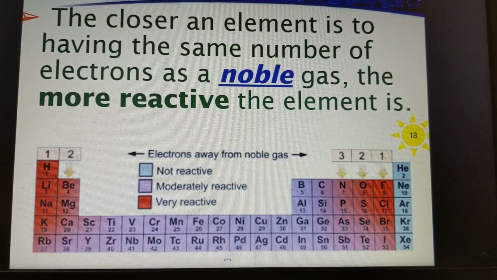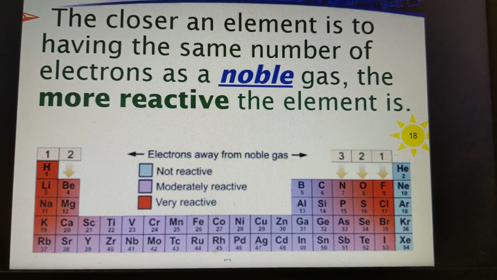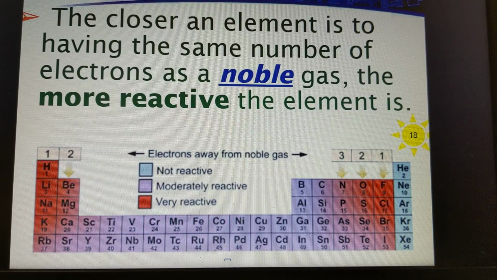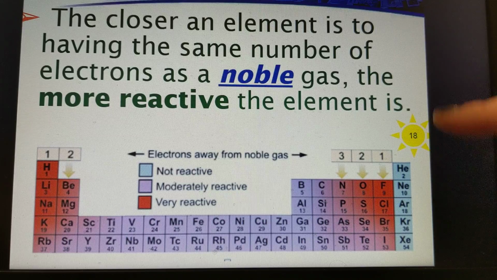Maybe that's a silly analogy, but it sort of helps me remember that noble gases do not bond with anything else at all, ever. And the reason for that is that they already have full valence shells of electrons, and we're going to look at next what that means.